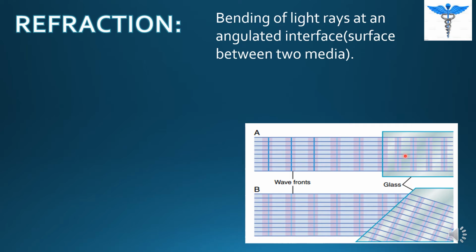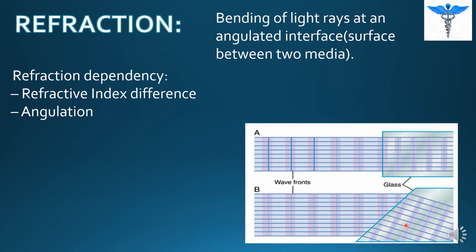So you can see that there is only a difference of wavelength, and ultimately there will be a reduction in the velocity. So if there is no angle, or the medium is not oblique or at a certain angle to the incoming light, then the light will not bend, right? Then there will be no refraction. But if the glass or any other medium is at a certain angle, then the light rays will bend, and this bending of light will be called refraction. Now this refraction depends upon two factors. One is the difference in the refractive index, and one is the angulation. The angulation we discussed.